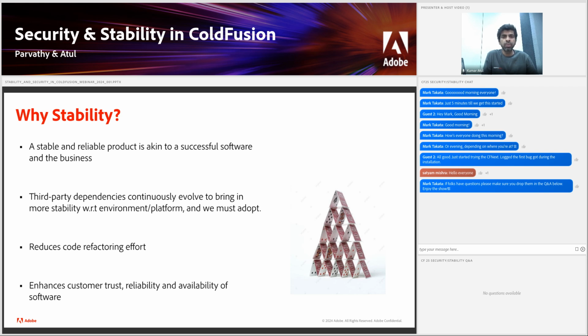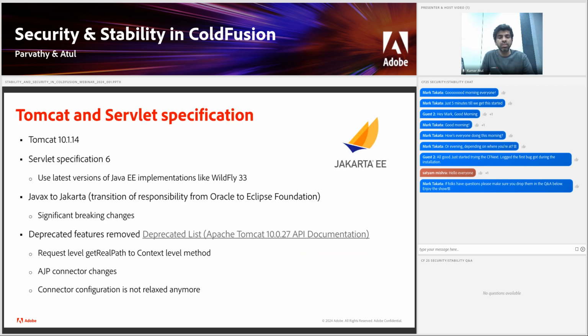You can see that we have repeated that last bullet point with security as well as stability. This is because stability and security go hand in hand. It is never like we talk about stability and keep security out of the loop, which is why this session talks about security and stability in conjunction.